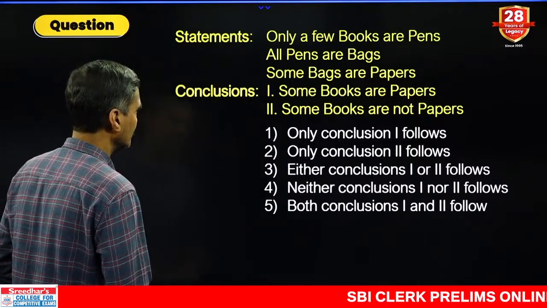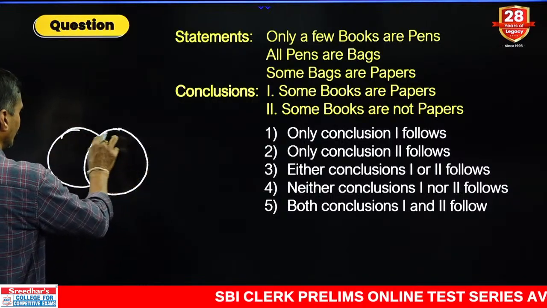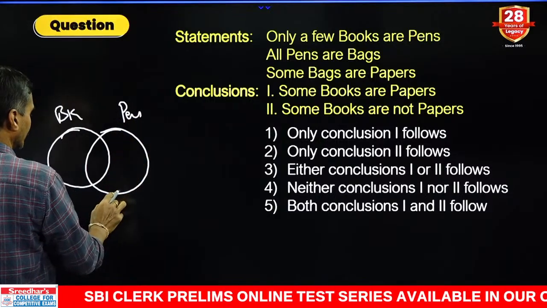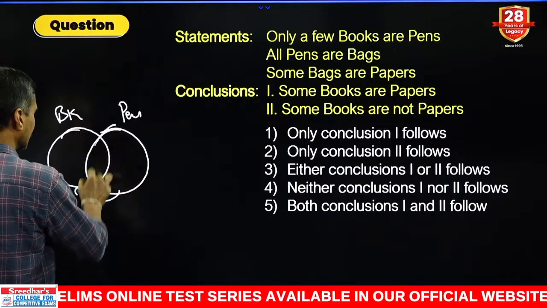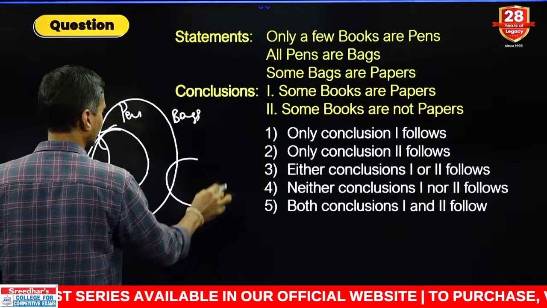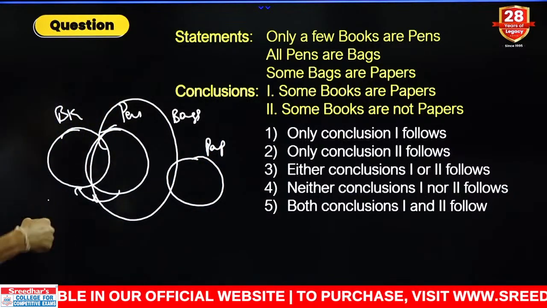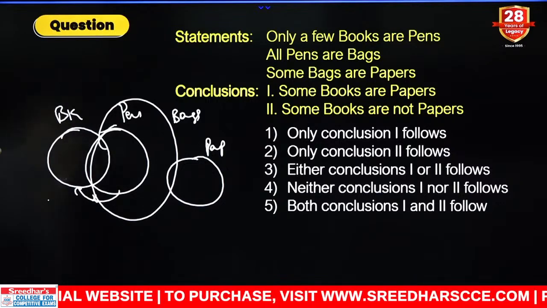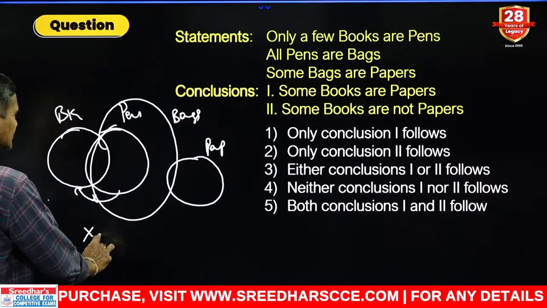Then coming back to this one, what is your answer here? Question number 16. Now only a few books are pens, isn't it? Only a few books are pens. That means these pens, all these pens, are bag. Entire pens are a part of bag. And some bags are papers. That means only some of the books are pens, but not all. And some books are papers. Some books are papers, that is false. And next one, some books are not papers, that is definitely true.